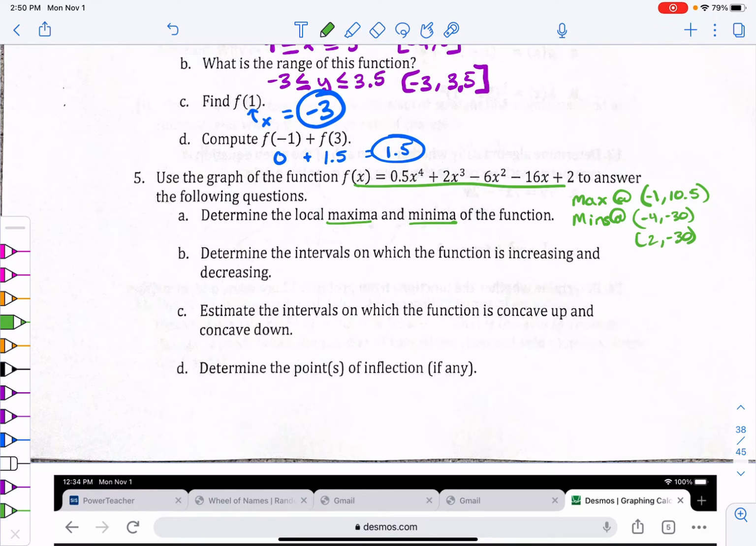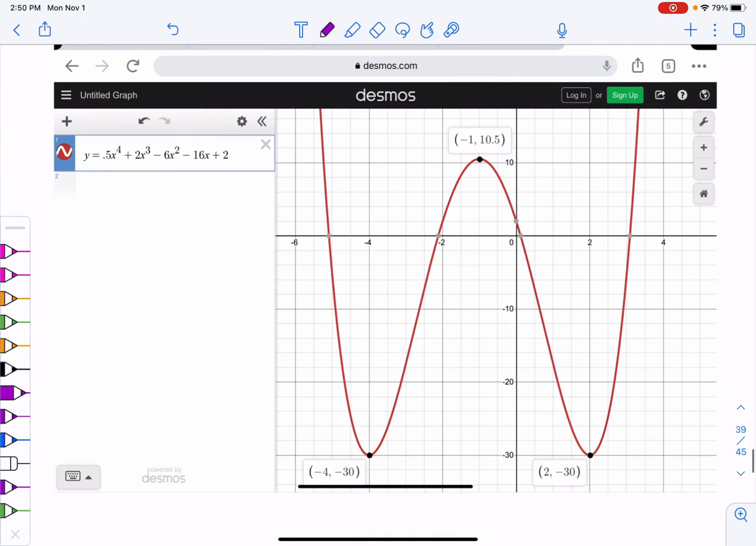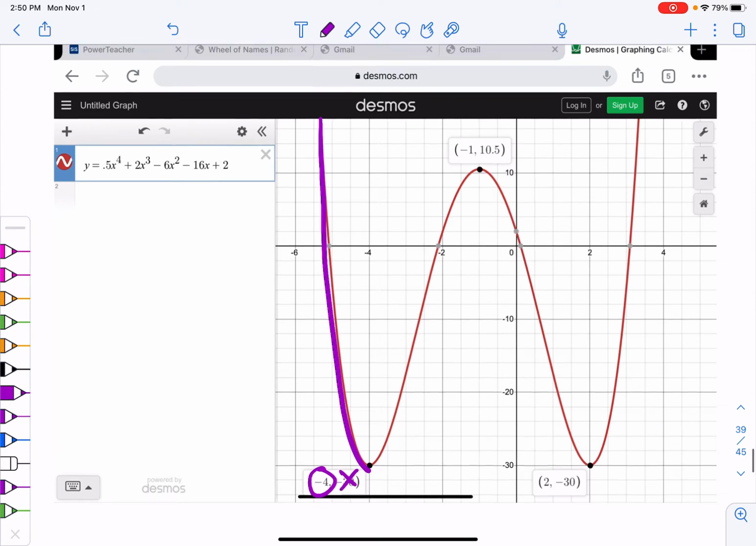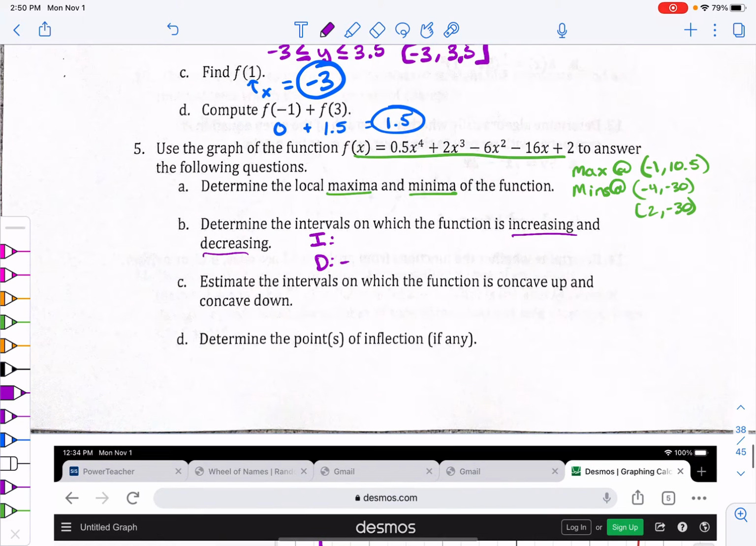Part B says determine the intervals on which the function is increasing and decreasing. So I'm going to do increasing here, decreasing here, and we're going to write those in interval notation. The first thing it's doing from left to right is decreasing, from here until it gets to this point. We only look at the x coordinates; we don't care about the y's at that point. So from -infinity until it gets to -4, it's decreasing.